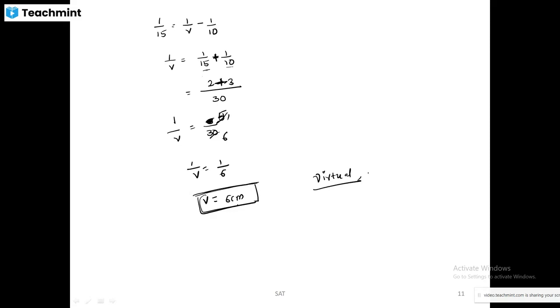Okay, next is the size. The size of the image should be less than the size of the object, because it is a virtual image. Like that we can find out the problems. Okay, right. Last problem in this class.